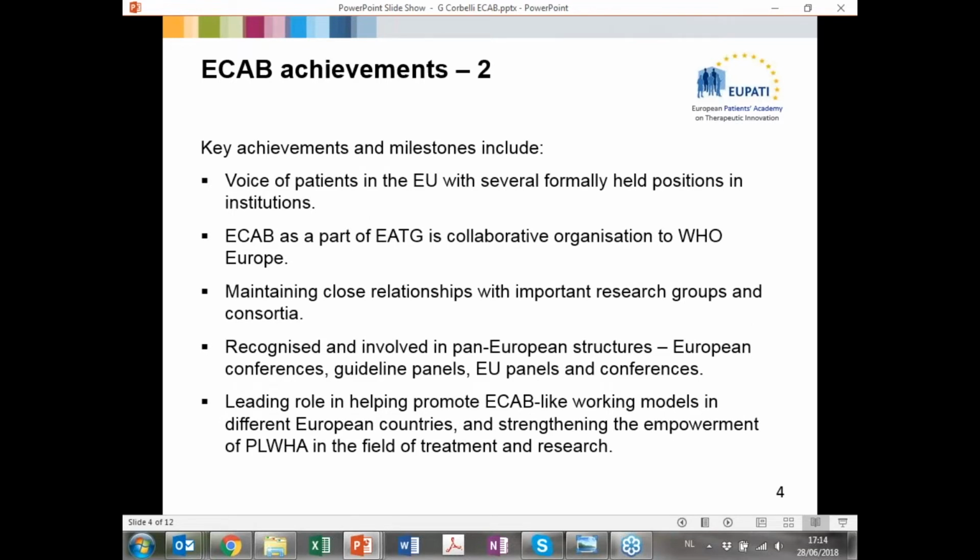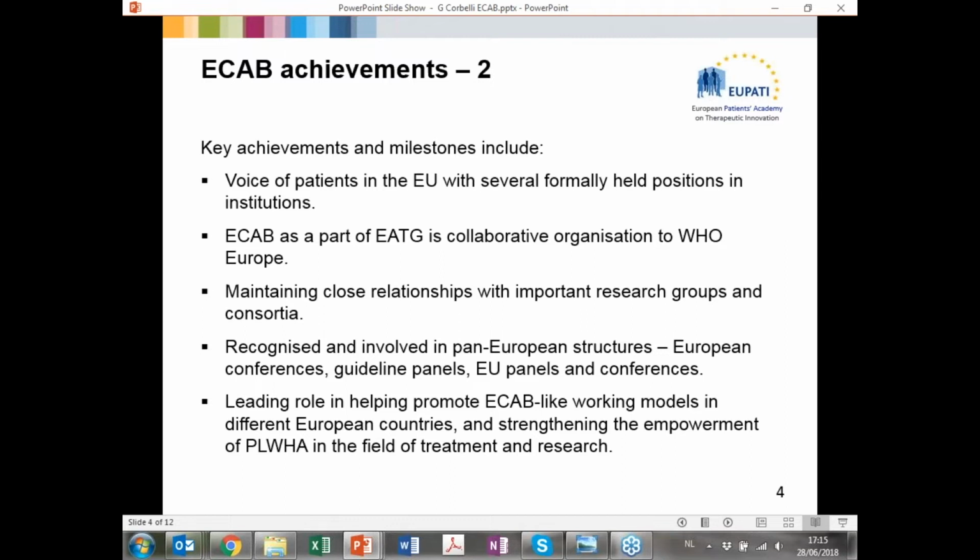Other milestones: we can list the fact that many HIV patients were involved in institutions at the European but also international level. For example, the WHO Europe agency has a strong interaction with the EATG and the Ecab, but also other research groups, and academia, for example. We had a strong interaction. We also invite them to Ecab meetings from time to time.